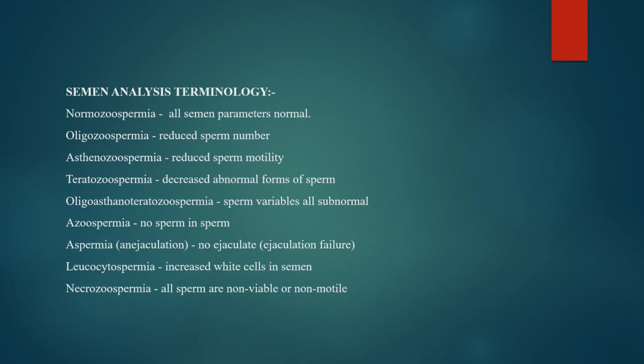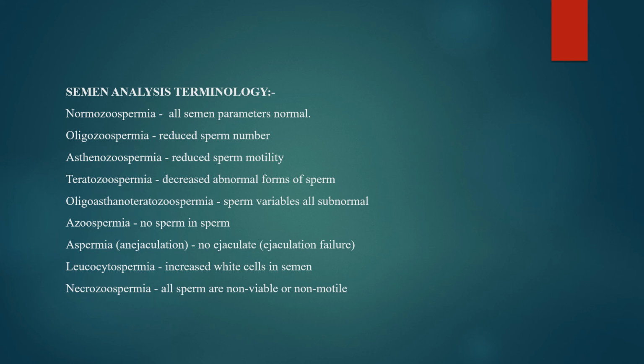This next is semen analysis terminology. The first is normozoospermia. In this, all the semen parameters are normal. The other is oligozoospermia. In this, reduced sperm number. Asthenozoospermia, reduced sperm motility. Teratozoospermia is referred to as increased abnormal forms of sperm. Oligoasthenoteratozoospermia is referred to as sperm variables all subnormal.